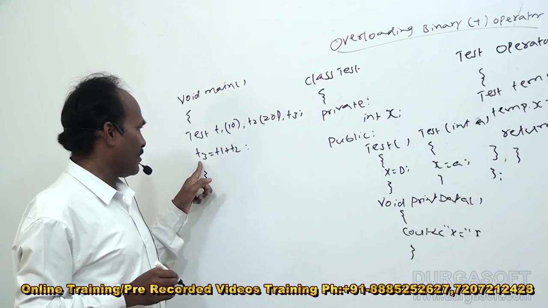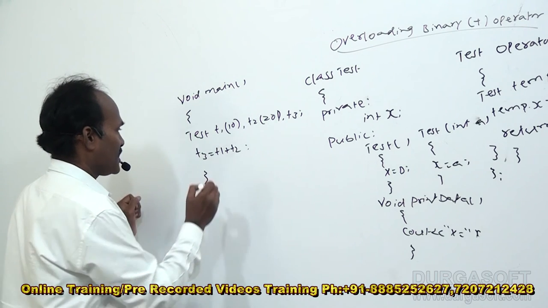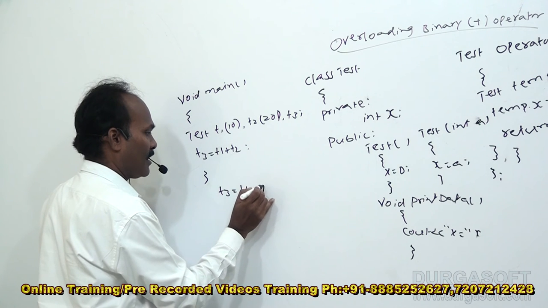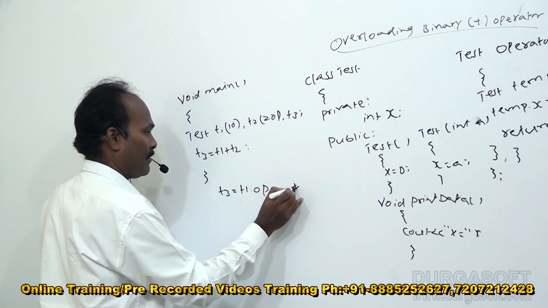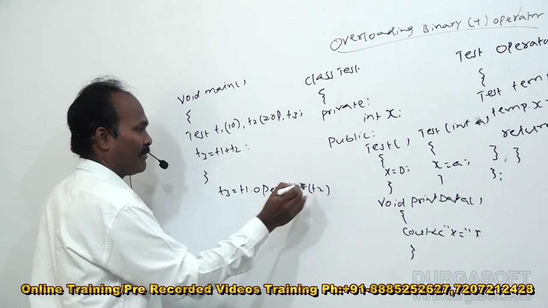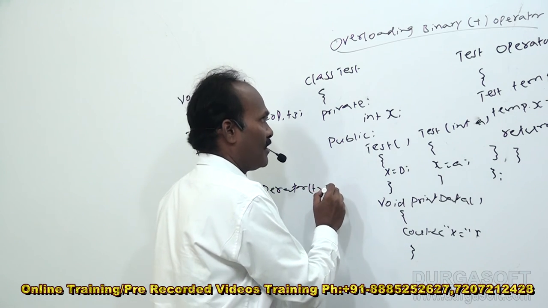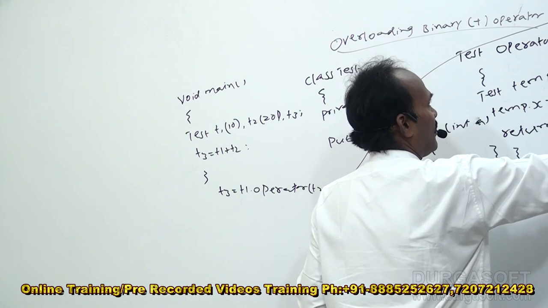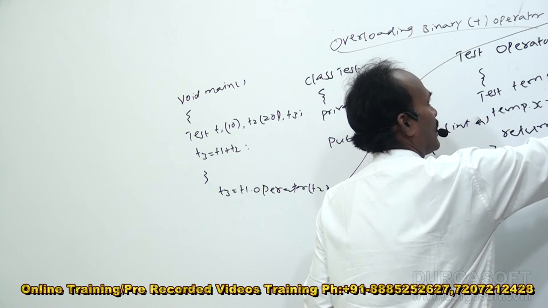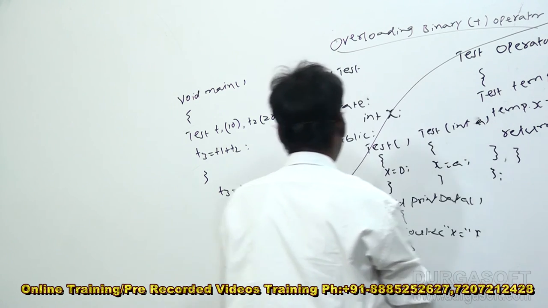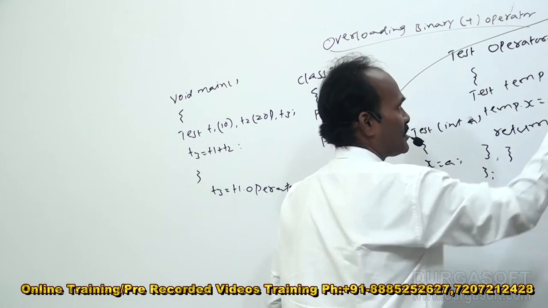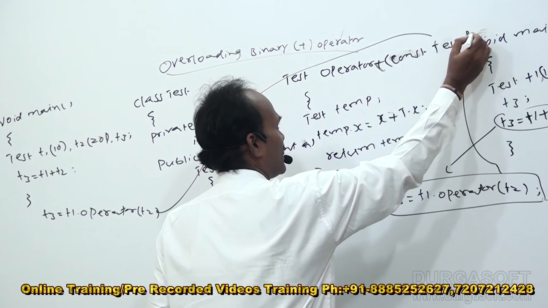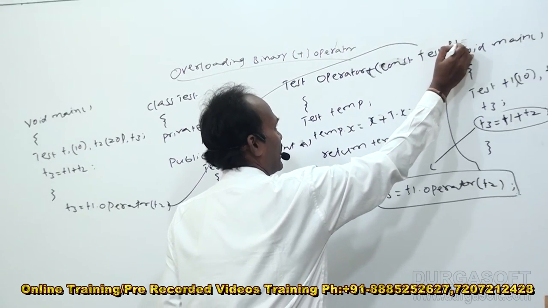So here, T3 equal to T1 plus T2 is exactly the same as T3 equal to T1.operator+(T2). Now here the value of T2 will be stored in this constant variable, const test type reference T. So the value of T2 is stored in T. T is just a temporary variable name; you can take any name like x, here I am taking capital T.